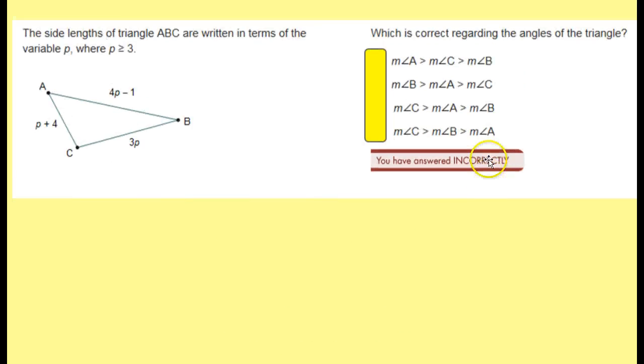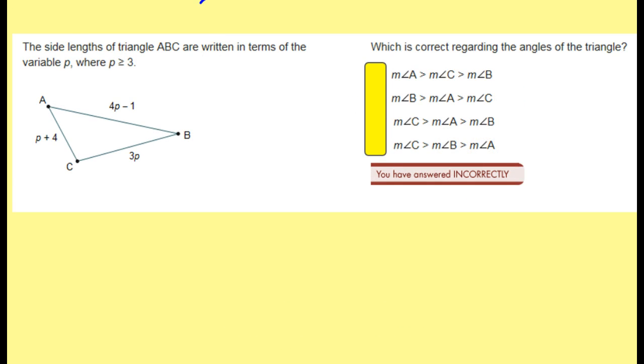Okay, all right, I think we're down to the last question on this little video. The lengths of the sides of the triangle are written in terms of the variable p, where p is greater than or equal to 3. And then now they're wanting us to put in order the angles from greatest to smallest. All right, because this is the greater than symbol. So it's saying A is greater than C, which is greater than B. So they want it from biggest to smallest.